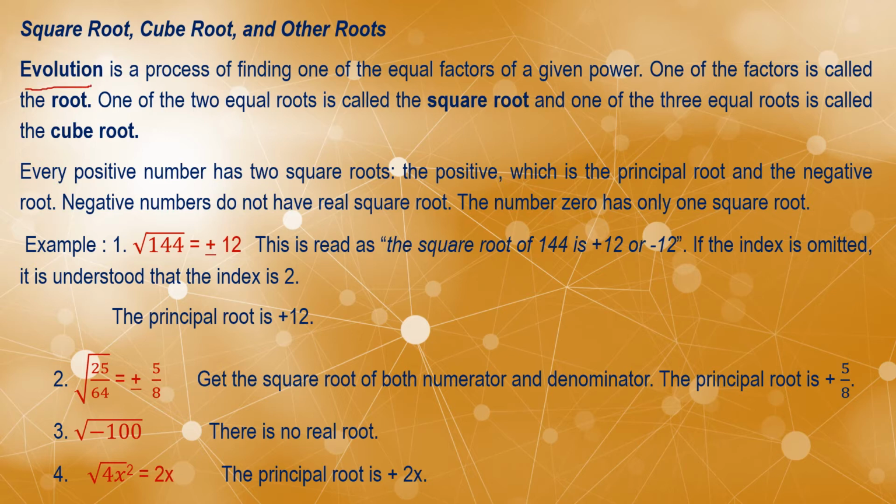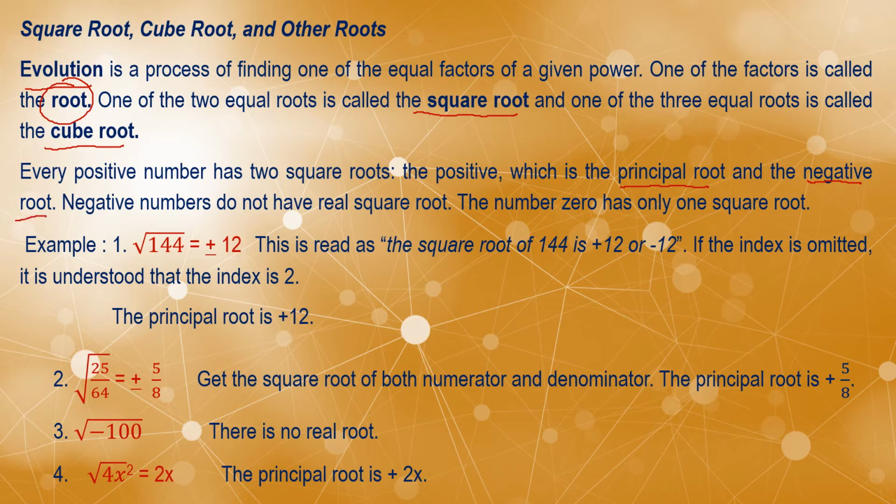Evolution is a process of finding one of the equal factors of a given power. One of the factors is called the root. One of the two equal roots is called square root. And one of the three equal roots is called cube root. Every positive number has two square roots: the positive, which is the principal root, and the negative root.